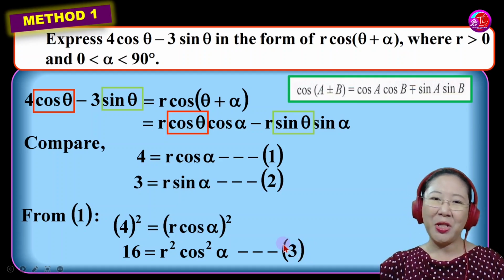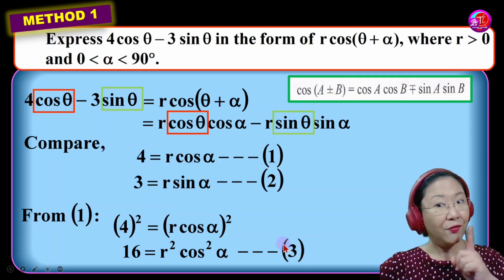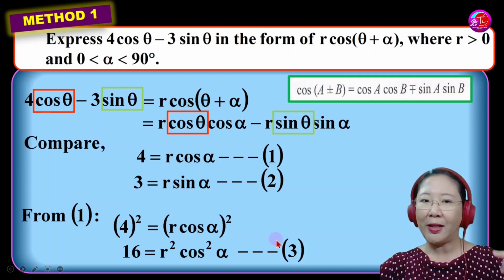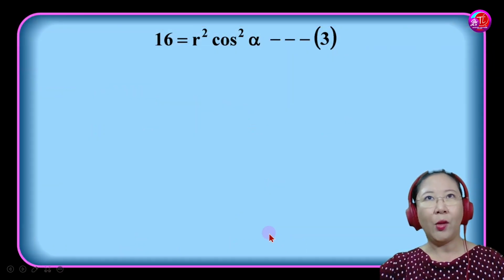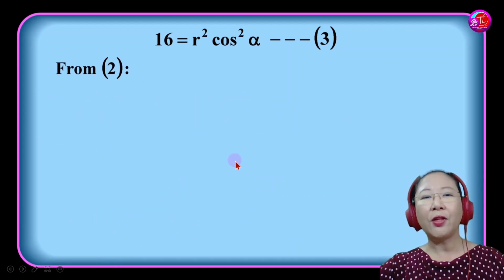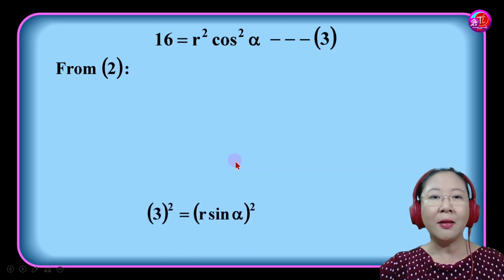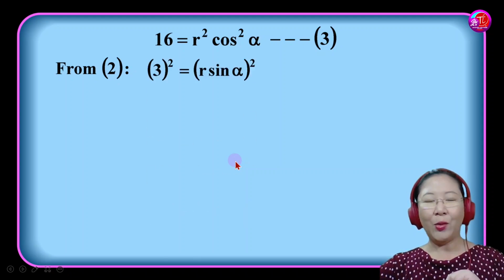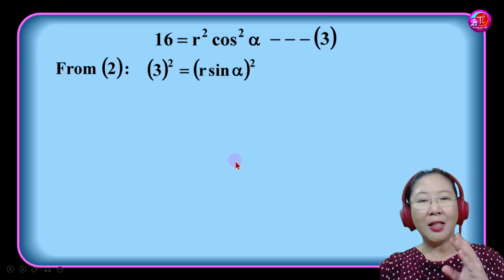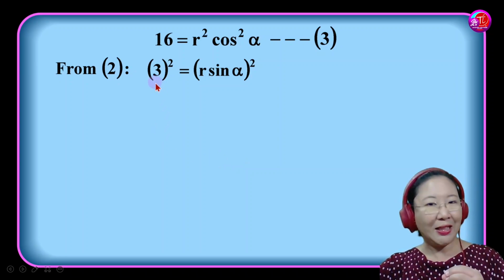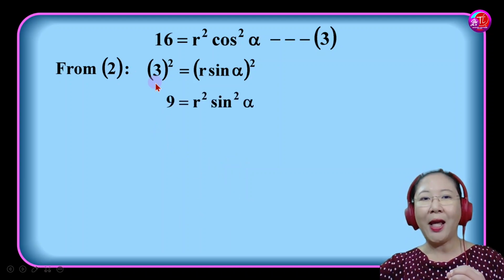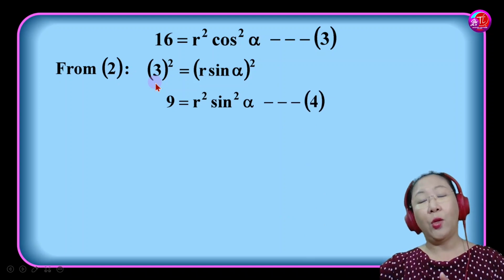Once our third equation is ready, we still need the fourth equation. So that is the third equation that we prepared just now. For the fourth equation, I need to square equation 2. I will take equation 2 and square it, same like just now, squaring both sides of it. Then I will create another equation, which is equation 4.